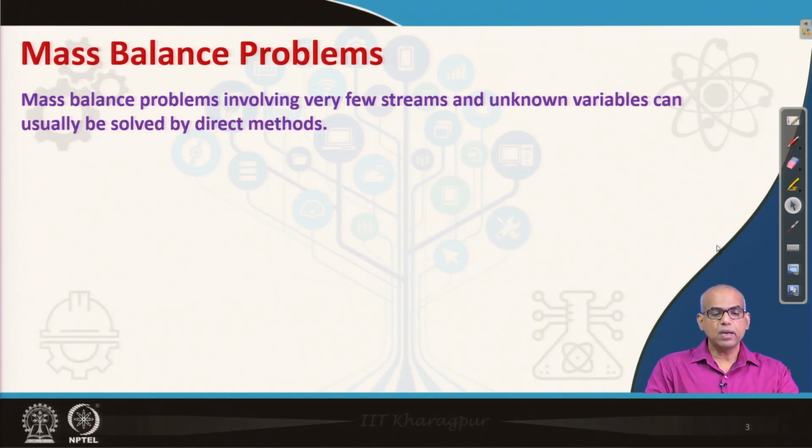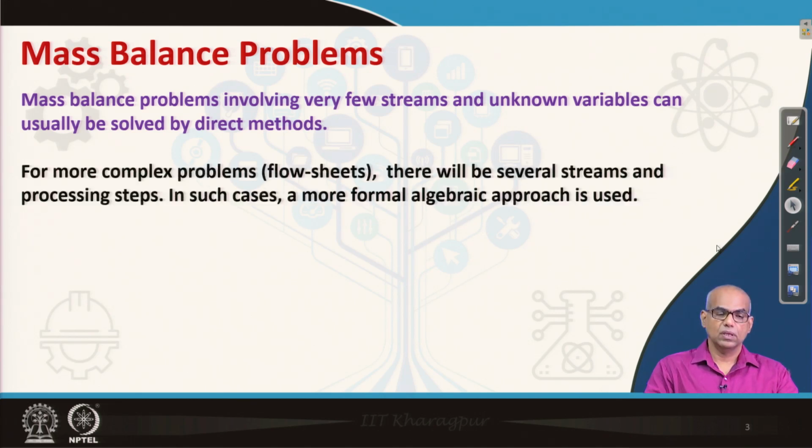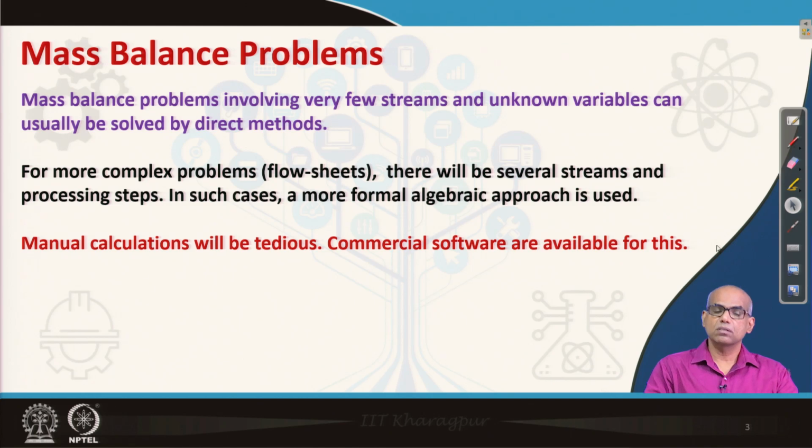Now, mass balance problems involving very few streams and unknown variables can usually be solved by direct methods. But for complex problems, meaning if you have a complex flow sheet, there will be several streams and processing steps. In such cases, a more formal algebraic approach is used. Manual calculations will be tedious, and commercial software is available for this.